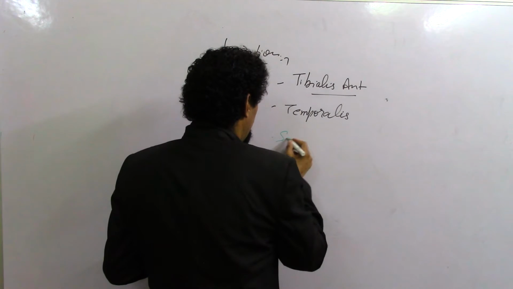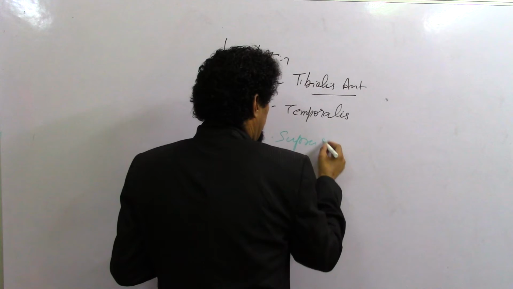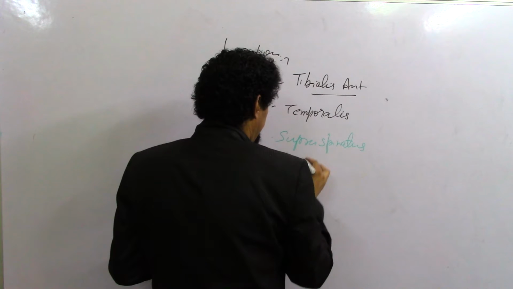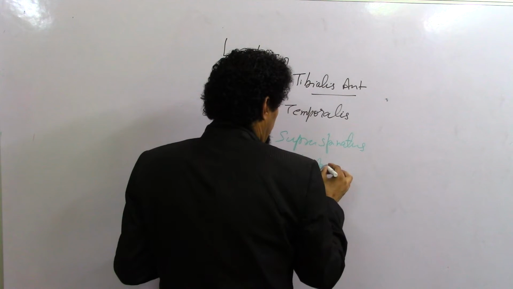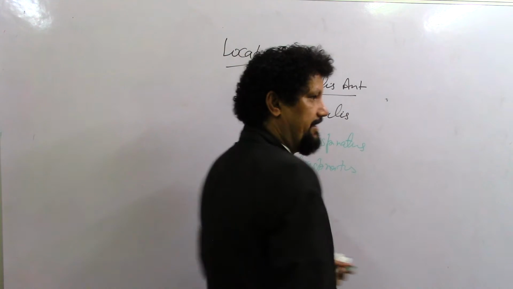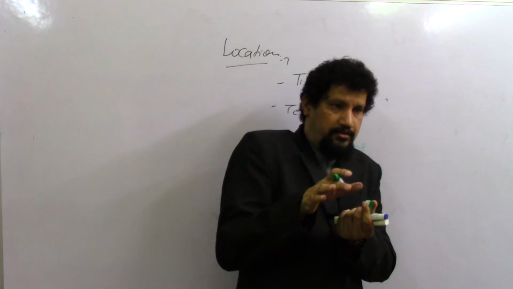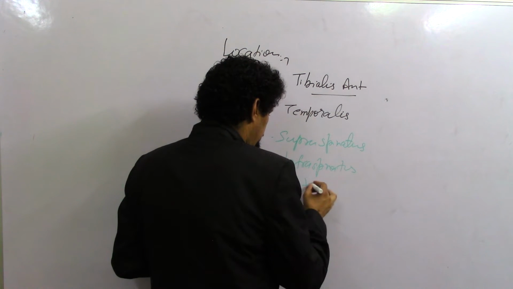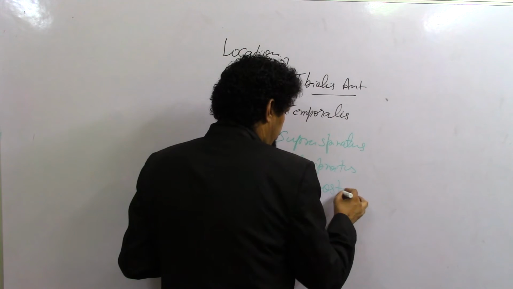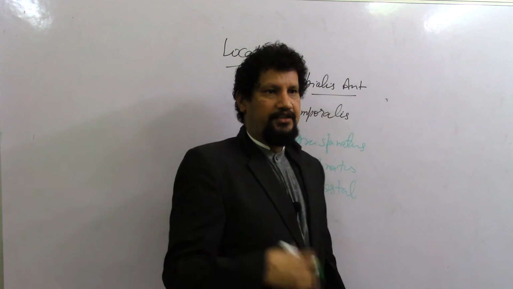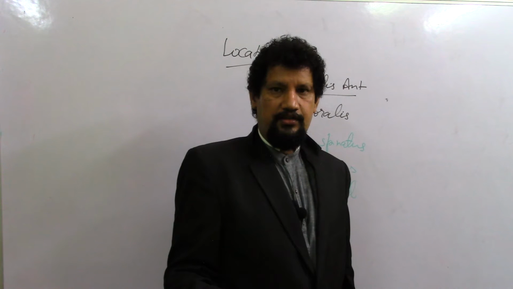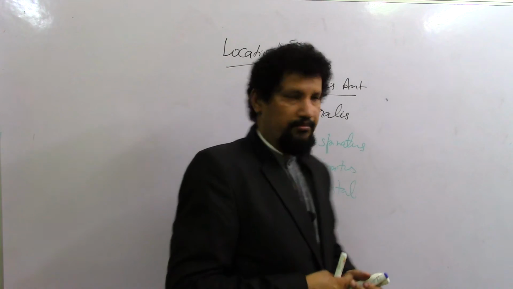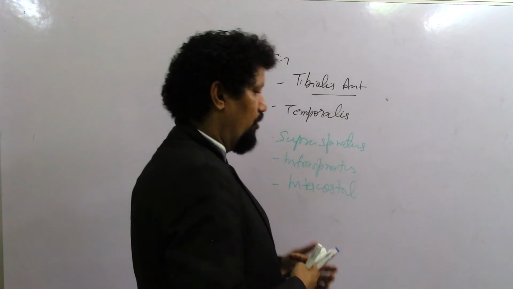So supraspinatus, infraspinatus. When it is between two ribs or two costal cartilages, it is known as intercostal. It may be external intercostal, internal intercostal, or intercostalis intimus muscle. So the name of the muscle is according to its location.